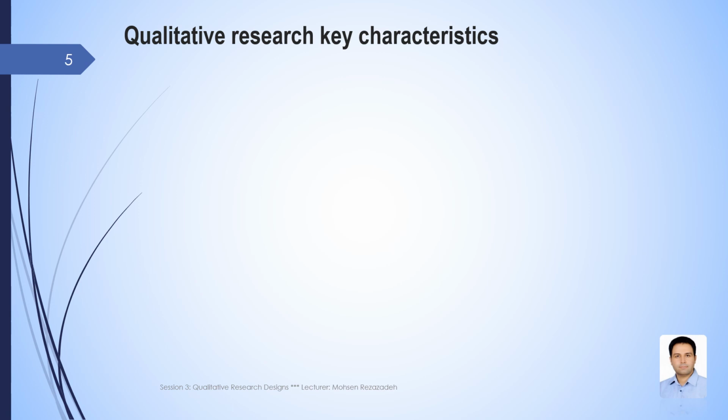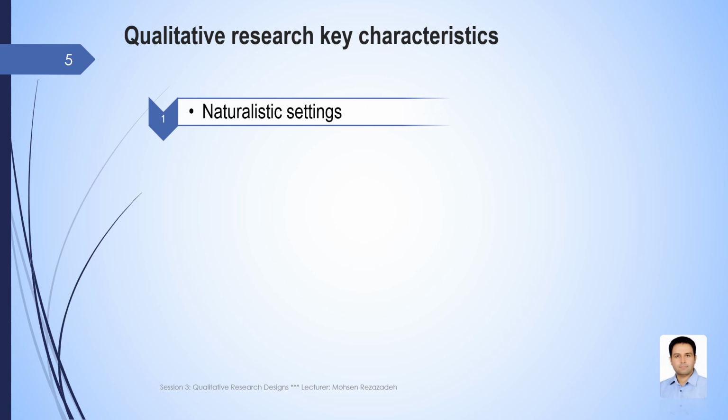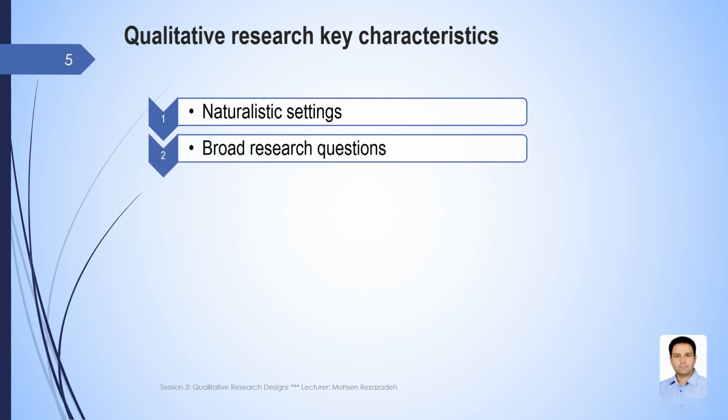Scholars in the field of second language research believe that all qualitative research designs share the following key characteristics. Number one is naturalistic settings. Qualitative research is carried out in naturalistic settings in comparison to laboratory settings or manipulated settings. Number two, broad research questions. Qualitative researchers ask broad research questions designed to explore, to interpret, or to understand the social context.